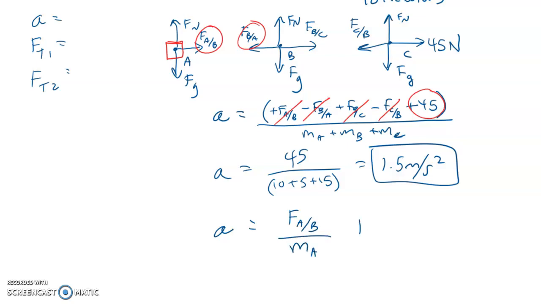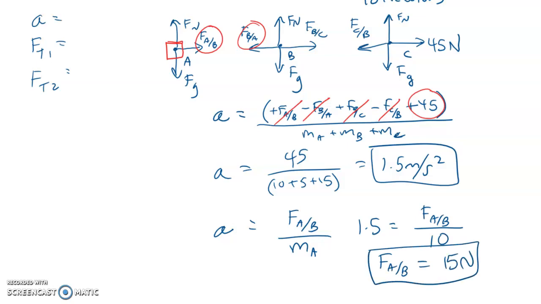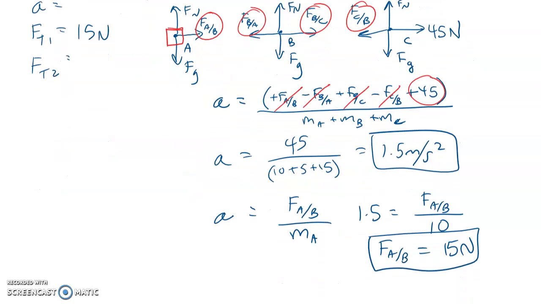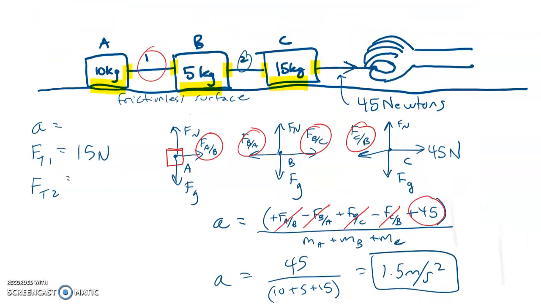When I put numbers in that, I know the acceleration is 1.5, and I know the mass of A is 10. And so that means that the force on A by B is 15 newtons. And there's our answer. That's tension 1. That's what I labeled tension 1 in that diagram. So now let's go and try to figure out tension 2, which is really the force between B and C. So I can figure out either the force on B by C or the force on C by B.